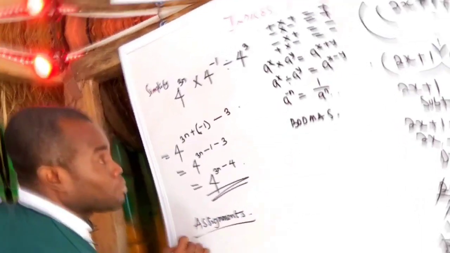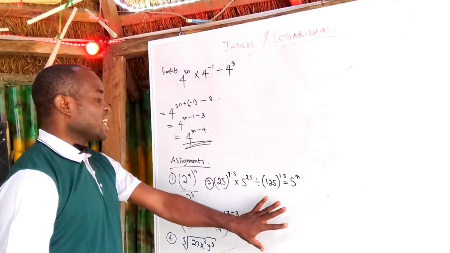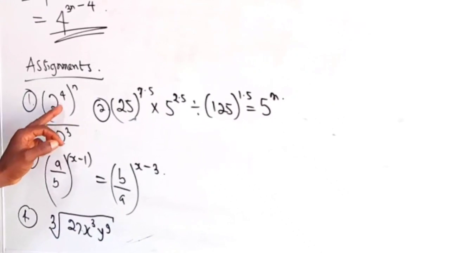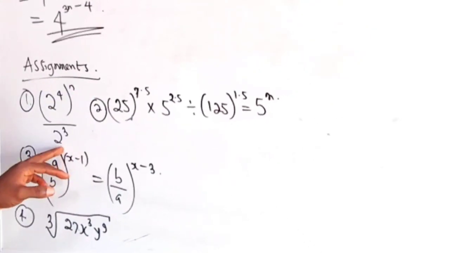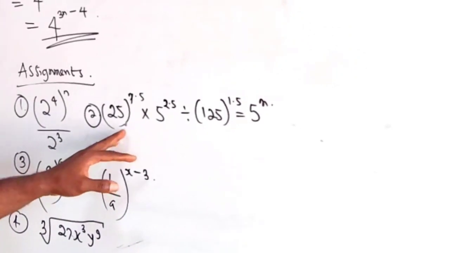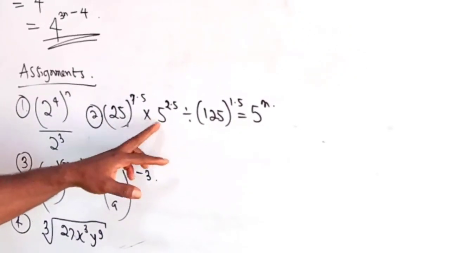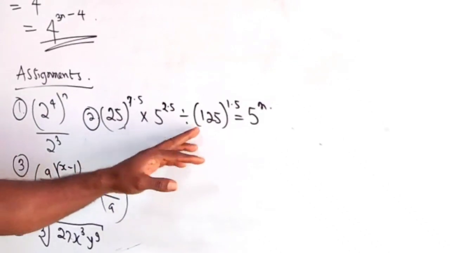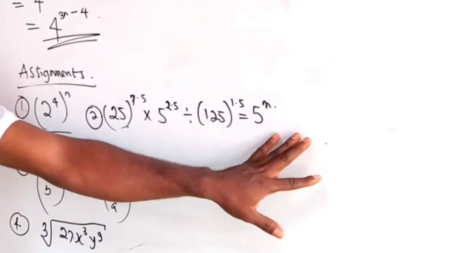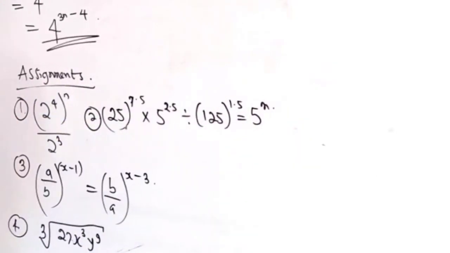Let's consider some assignments before. So here are some of the assignments I will want you to try your hands on. You have 2 raised to power 4n divided by 2 raised to power 3. Number 2, 25 raised to power 7.5 multiplied by 5 raised to power 2.5 divided by 125 to the power of 1.5 equals 5m. What you're solving for here is m.